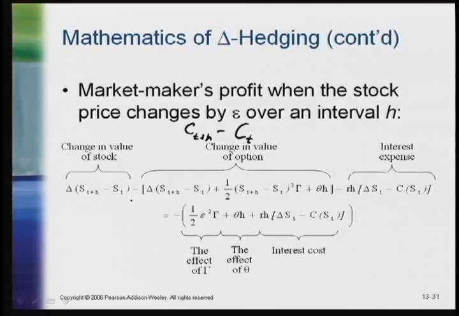This is another example of the approximation: the actual interest expense is e to the rh minus 1 times the borrowing. And if you approximate e to the rh minus 1 using the approximation we saw, you get rh.